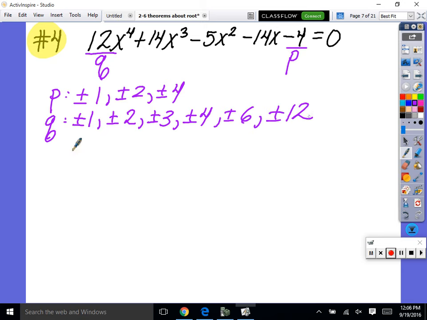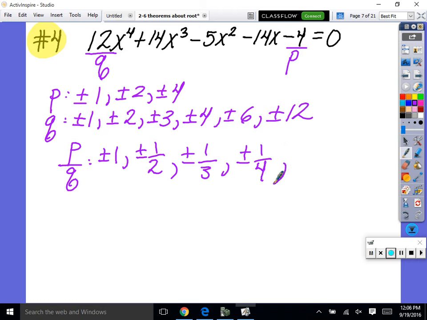Now we have to do P divided by Q, all possible P divided by Q. 1 over 1 is 1, correct? 1/2. Do you see what I'm doing, everybody? If not, say no. 1/3, okay. 1/4. 1/6 is a possibility, and 1/12.